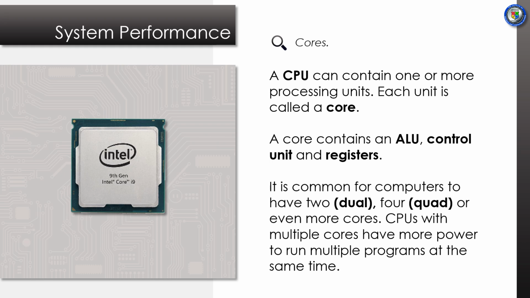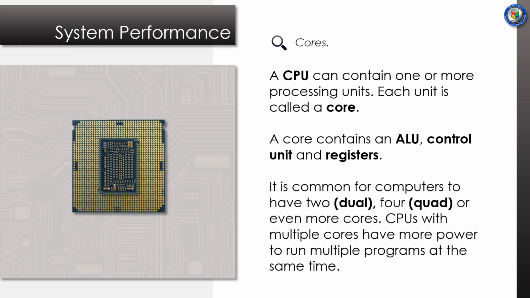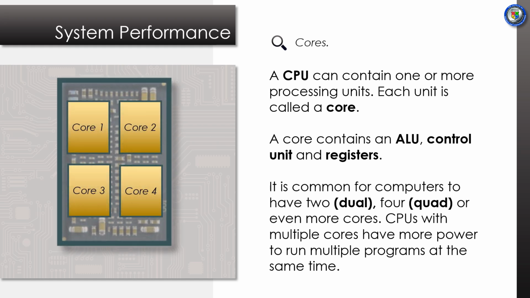Another factor that can impact on system performance is the number of cores a processor has. A CPU can contain one or more processing units, and each of those units is called a core. Each core will have its own arithmetic and logic unit, control unit, and registers. It is common for computers to have dual or quad core processors, dual meaning 2 and quad meaning 4 cores. CPUs with multiple cores have more power, and they can run multiple programs at the same time, with each core executing its own instructions and carrying out its own processes.